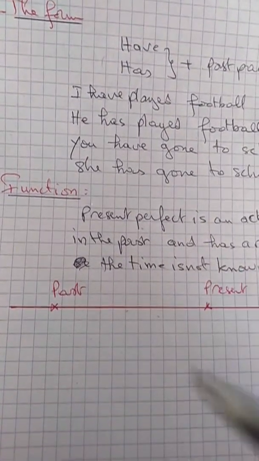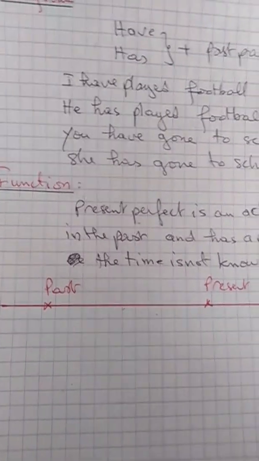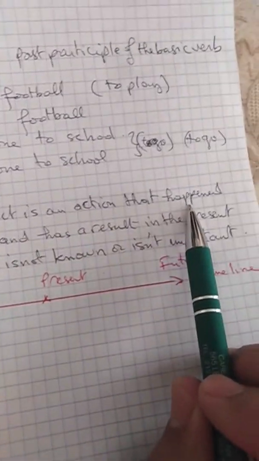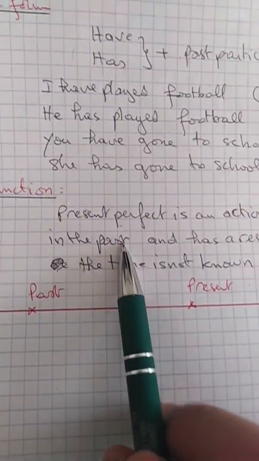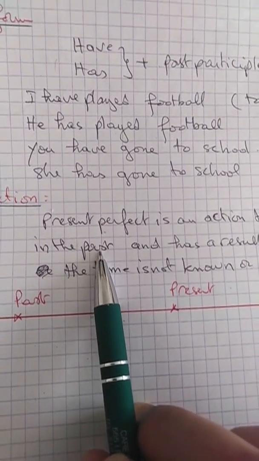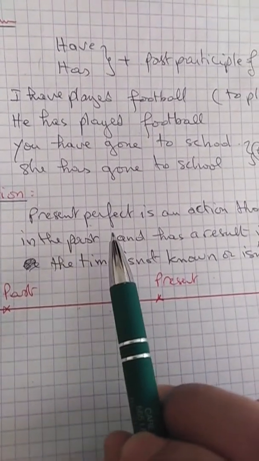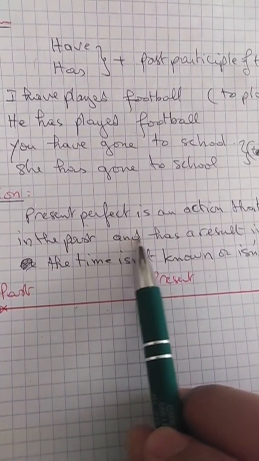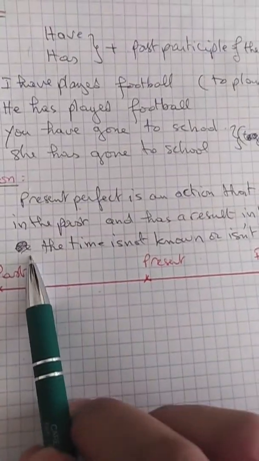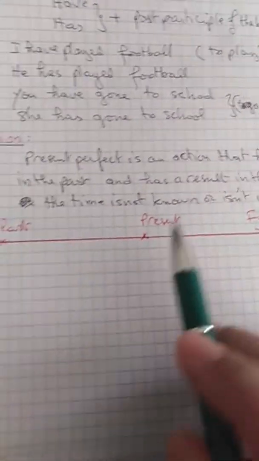So function, what do you mean by function? By function we mean the uses, which means what does it express? Present perfect is an action that happened in the past, which means started in the past and has a result in the present, right? Or the time is not known or is not important. What do you mean by this?